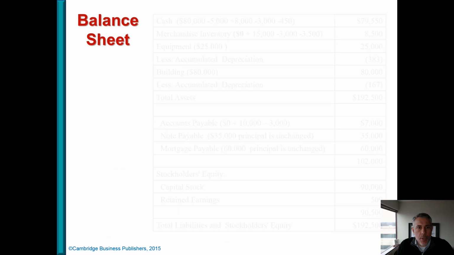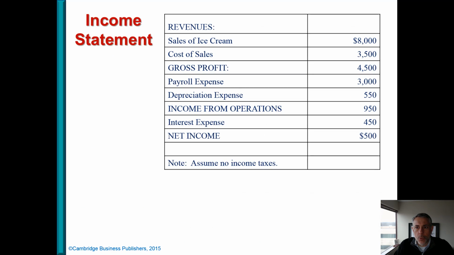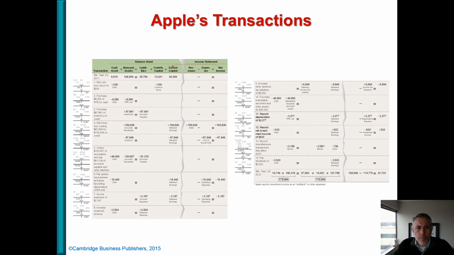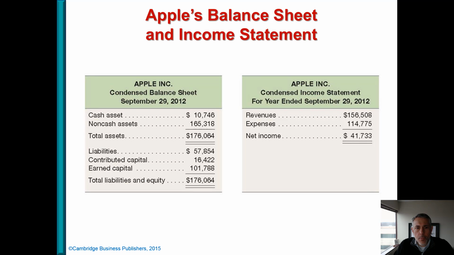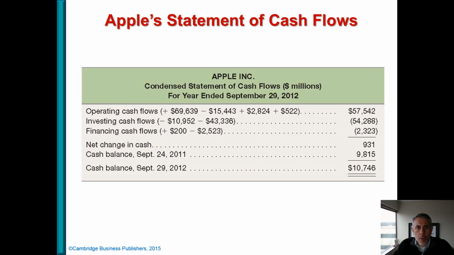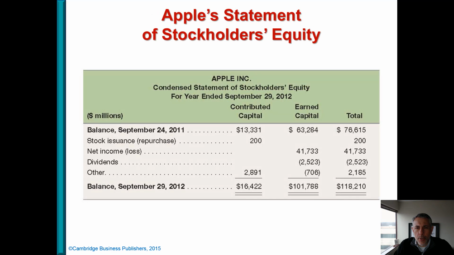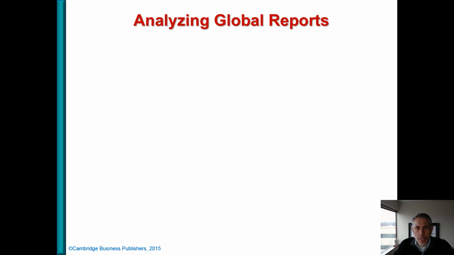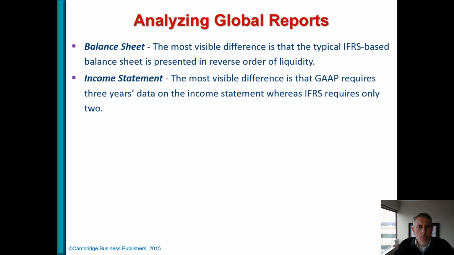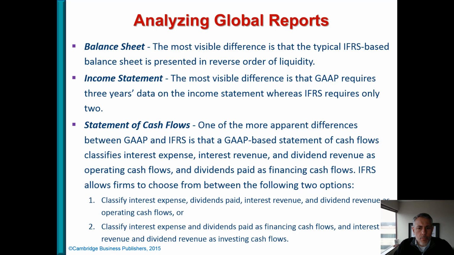And all the templates are given there for those transactions. So work through that. And some more examples of apples here. I think that almost does it for Module 2. The authors always pause on analyzing global reports. Review some of these bullet points too.